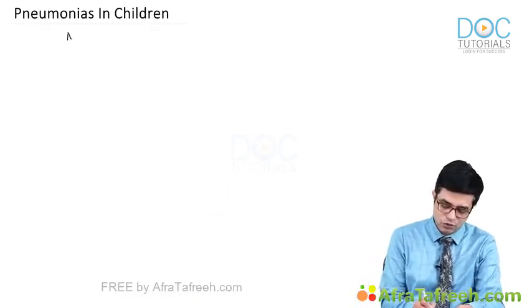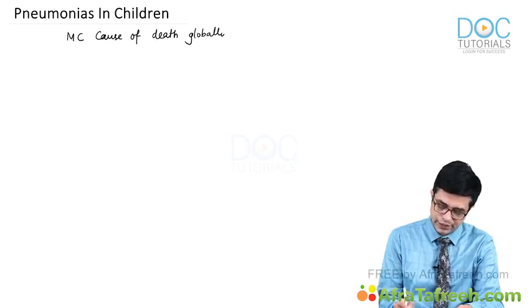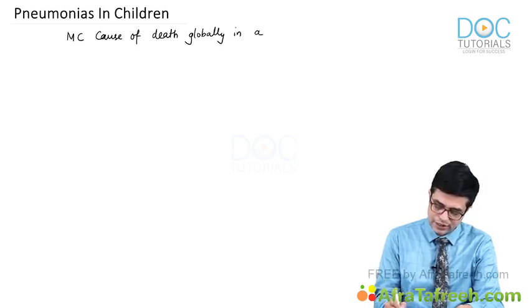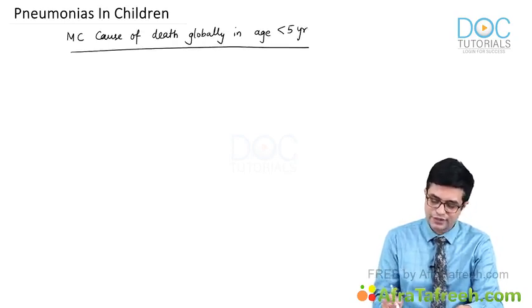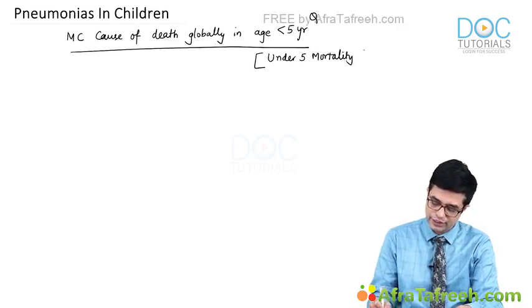they are the most common cause of death worldwide, globally, in children less than 5 years of age. This can be asked as an MCQ: what is the most common cause of under 5 mortality rate worldwide? So the most common cause of under 5 mortality rate worldwide is pneumonias.